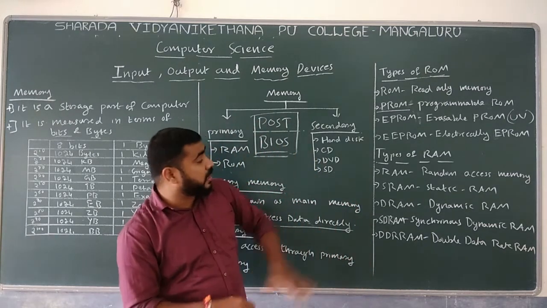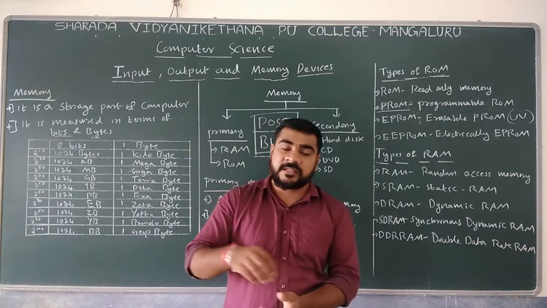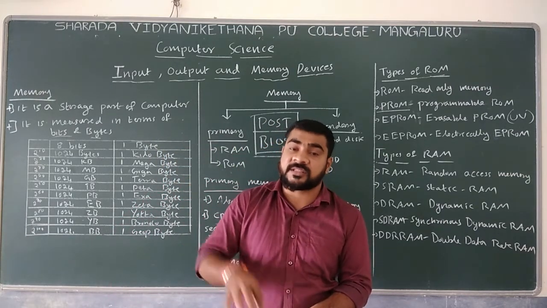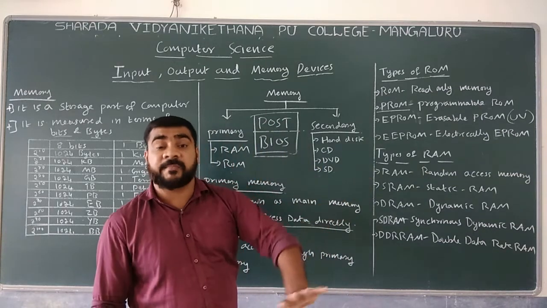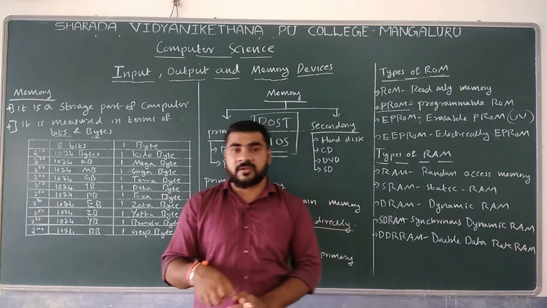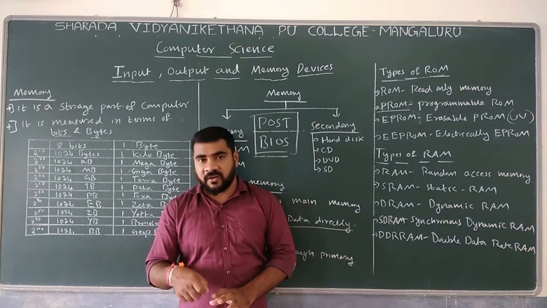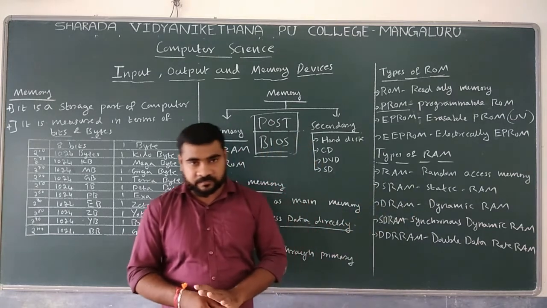So next we will move to the RAM, random access memory. Random access memory is known as the main memory of the computer system. If you take the computer system, this one is the main memory.